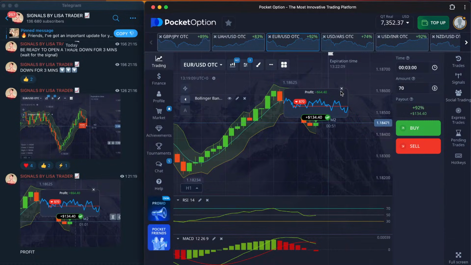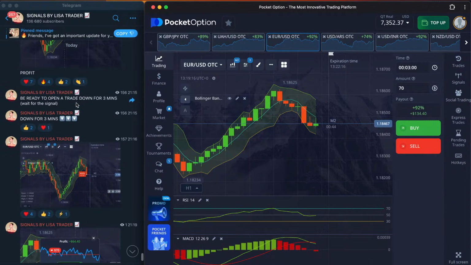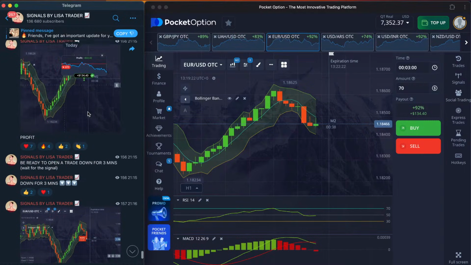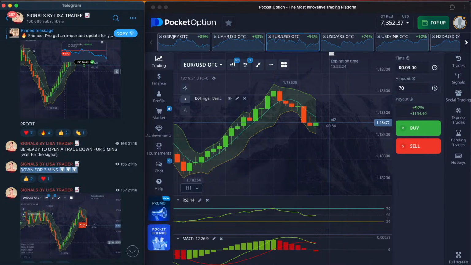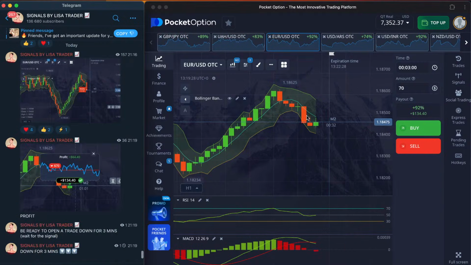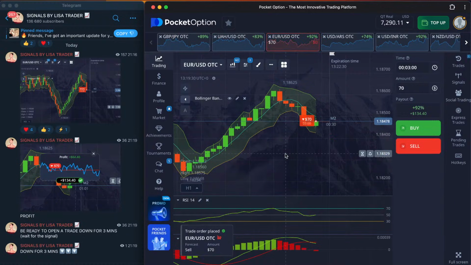But at the same time, I understand I have a risk of not closing this trade because the time is not going to be enough, for example, or it's going to be too much. So we need to always be really careful, and that's why we're using 1% of the deposit, because we cannot know for sure. So be ready to open a trade down. Okay. And down for 3 minutes, and we open a trade.